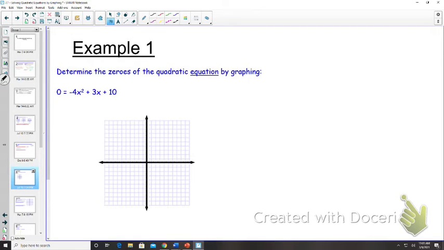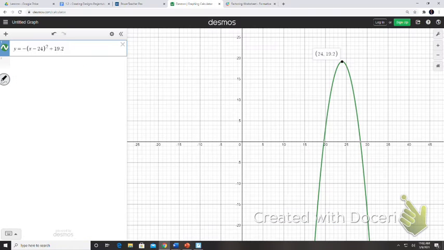Okay, so example 1. We're going to determine the zeros of the quadratic equation by graphing. So let's go ahead and plot these into our graphing calculators. So get them out, please. Yeah, and I'm going to do them up here as well. But we don't have Desmos on quizzes and tests, right? Yeah, I'm going to have to use that quickly for today.